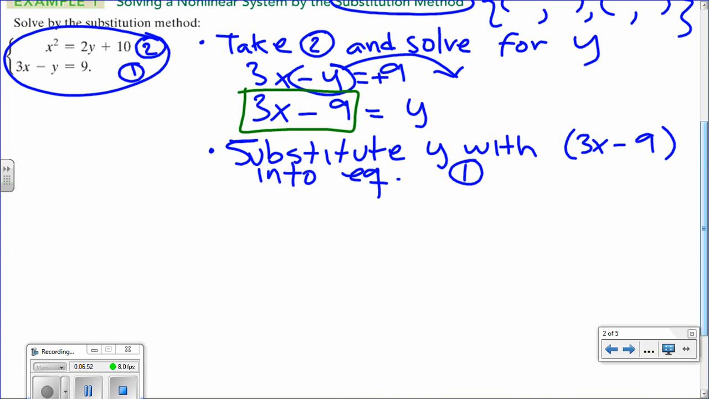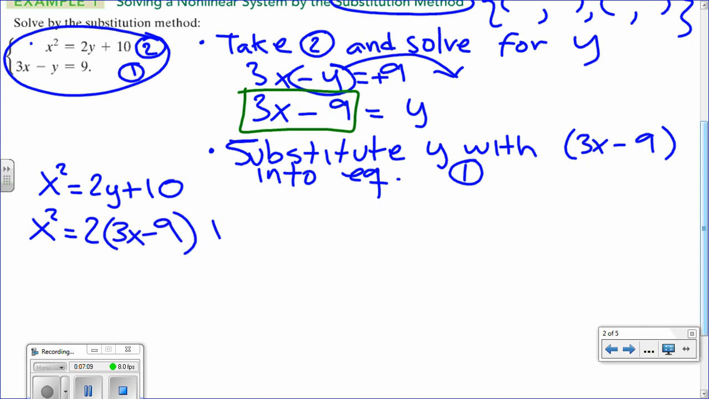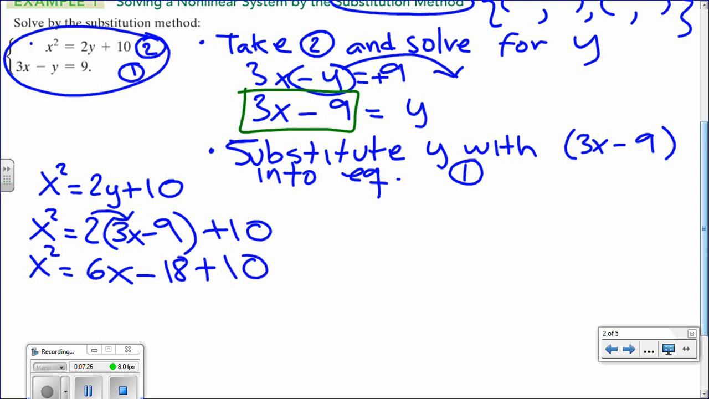Okay. So we take equation 1, which is x squared equals 2y plus 10. If we substitute the y, we will get x squared is equal to 2 times 3x minus 9, and then we have a plus 10. Here we need to distribute the 2 and then combine like terms. So 2 times 3x is 6x, 2 times negative 9 is negative 18, and then we have a plus 10.